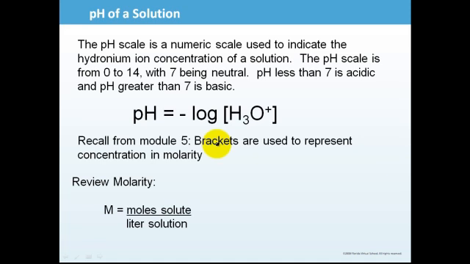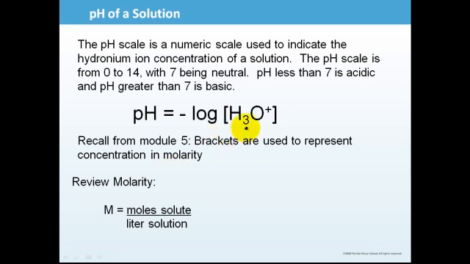Now the formula that we use to figure out pH is this one right here in the middle of the screen. pH equals negative log of the hydronium ion concentration. Remember in Module 5 when we talked about concentrations, we put square brackets around it. So when we say the square brackets, we are talking about hydronium ion concentration. So we take the negative log of the hydronium ion concentration.